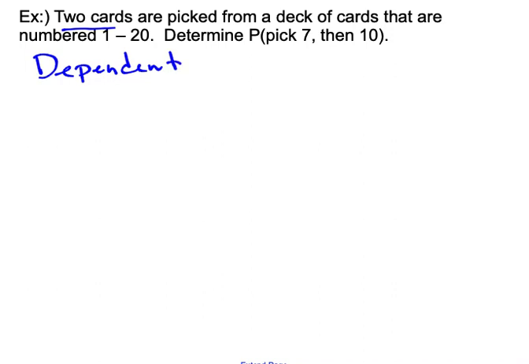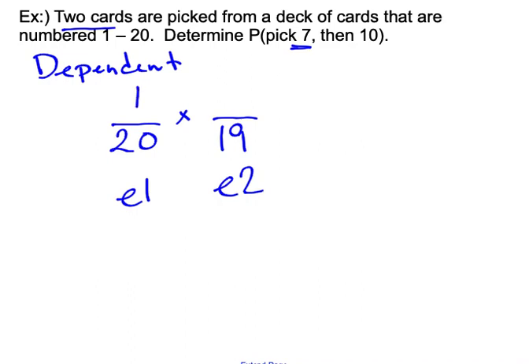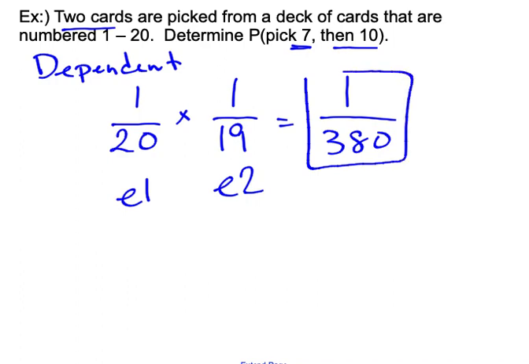So for the first pick, there are 20 cards available. For the second pick, there are 19 cards available. Okay, how many 7s are there? There's only one 7 in the whole deck. How many 10s are there? There's only one out of the 19 cards remaining. This is a probability of 1 out of 380. So it's not very likely to happen.